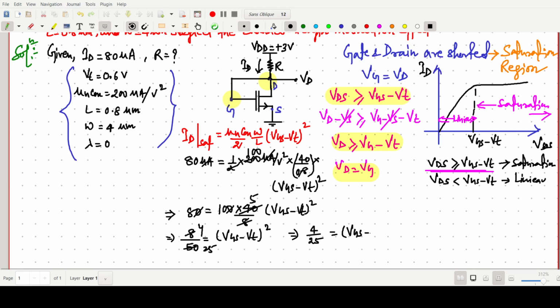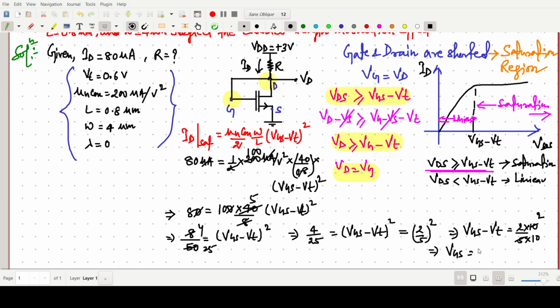Why am I writing like this? Okay, so this will be nothing but simply 2 by 5 whole square. So one can easily write VGS minus VT equals 2 by 5. So from here we can find VGS, 5 by 2. 5 by 2 means if we multiply with 10 and 10, I'm just showing how to solve. So this one is 2, so 2 to 4, 0.4.